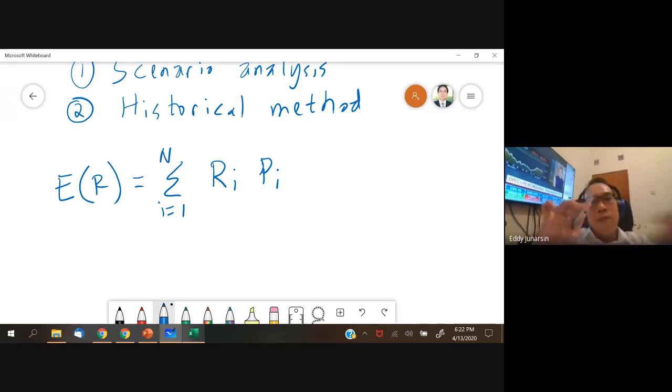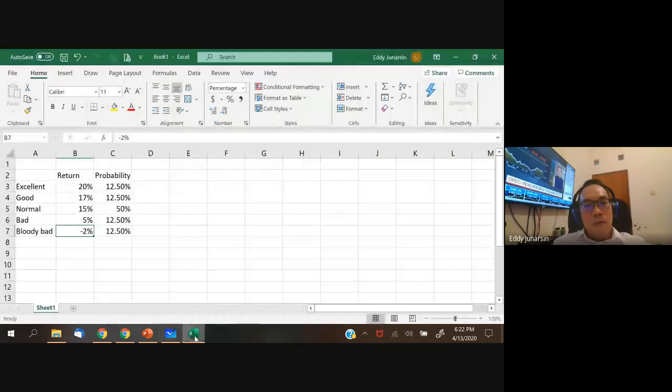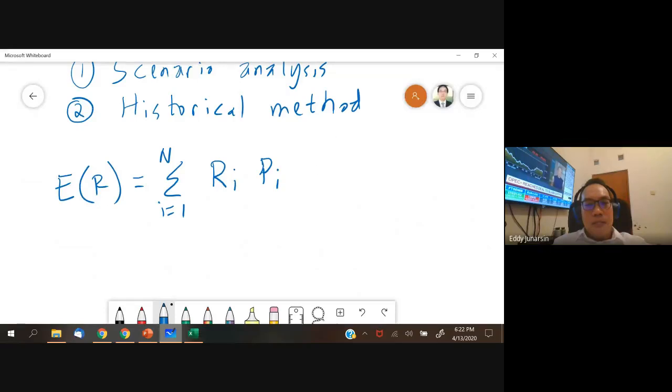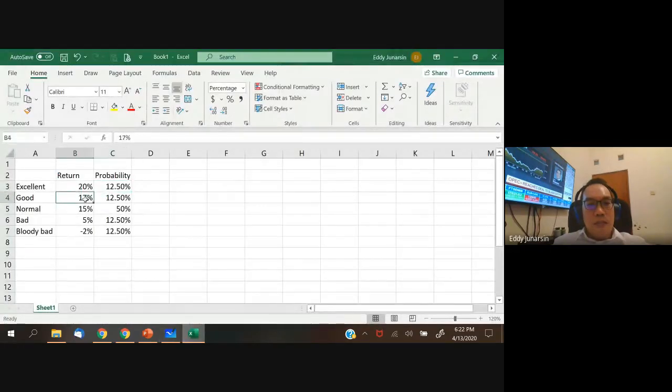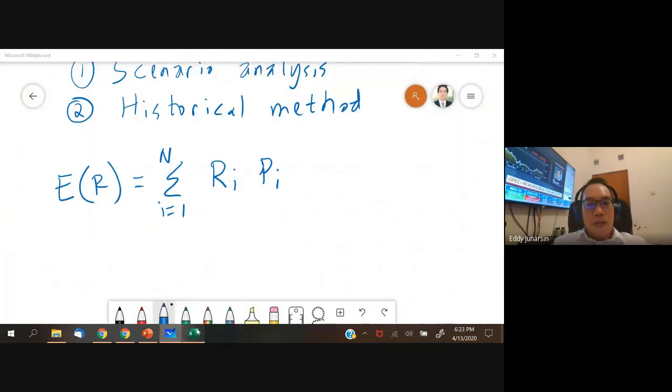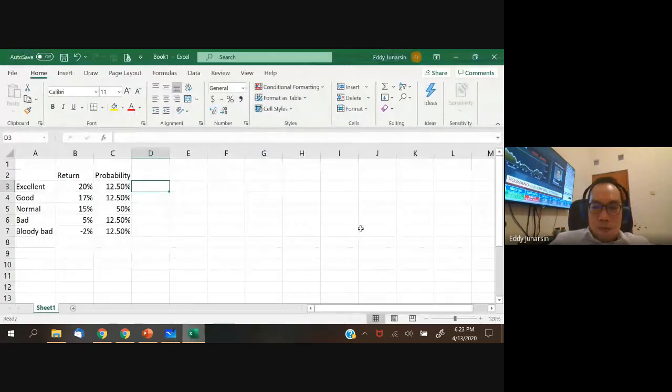Quite simple. So you see the Excel here. If you do it manually, the first projected return in the excellent scenario, 20% multiplied by 12.5%, plus 17% multiplied by 12.5%, and so forth, plus 15% times 50%, and so forth. So we sum them together. In Excel, it's much easier.